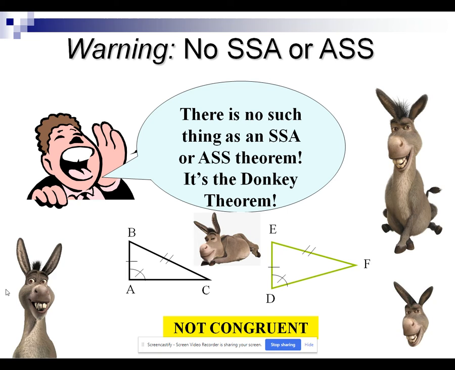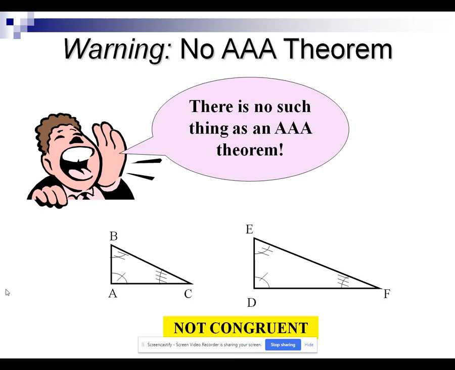And then the only other combination of letters is AAA. So there is no such thing as an AAA theorem. AAA doesn't work because if you look at the picture, you can have two triangles that have the same exact angles, but they're different sizes. So if you get a problem and you look at it and you say, okay, what's marked? Angle, angle, angle. Well, AAA is on the no side, so your answer would be, are they congruent? You would say no, not enough information.